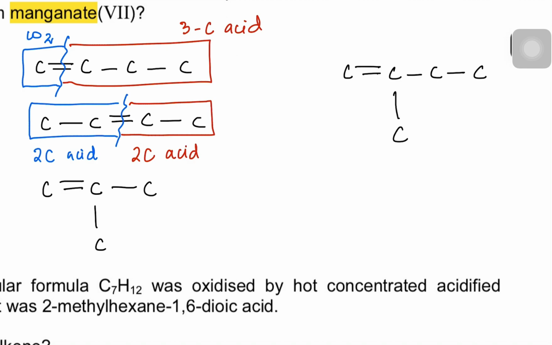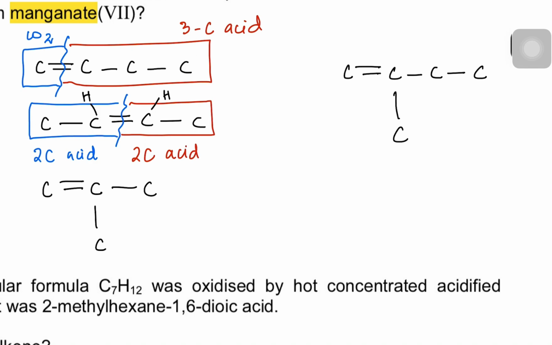If you don't remember, how am I so sure about this? You should know that I haven't drawn the hydrogens, remember? So the hydrogens convert themselves into the OH. These hydrogens will convert themselves into the OH. So technically, you will get a carboxylic acid group.